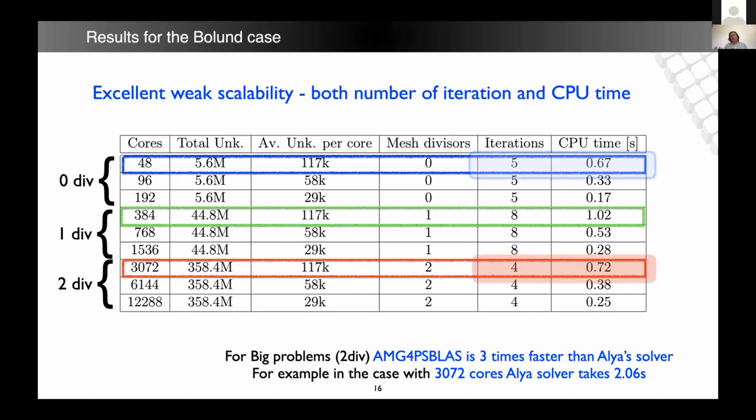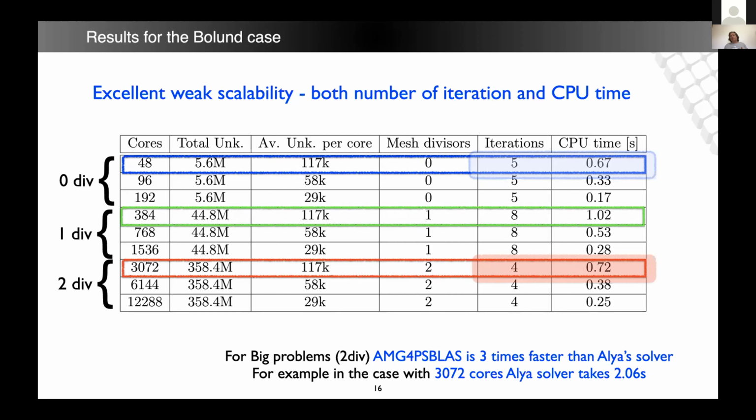The first observation is that when we apply this mesh subdivision, we have elements that are smaller, but the number of iterations remains the same in going from 0 divisors to 2 divisors. This is an excellent result that we didn't have before with Alya. There is a bit of an increase in the number of iterations with one divisor, but this is not worrisome to us, especially if it goes down again to 4 when we apply the second divisor.